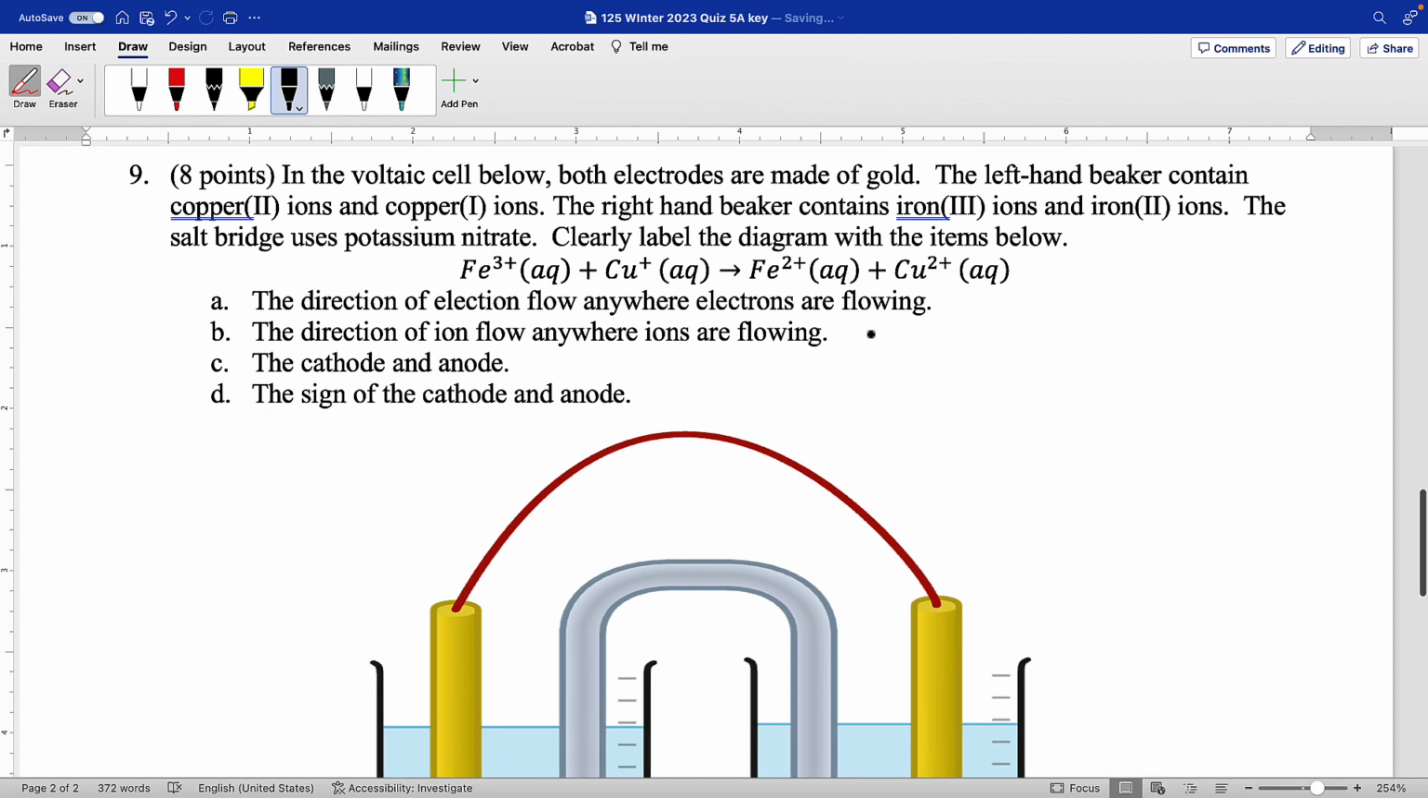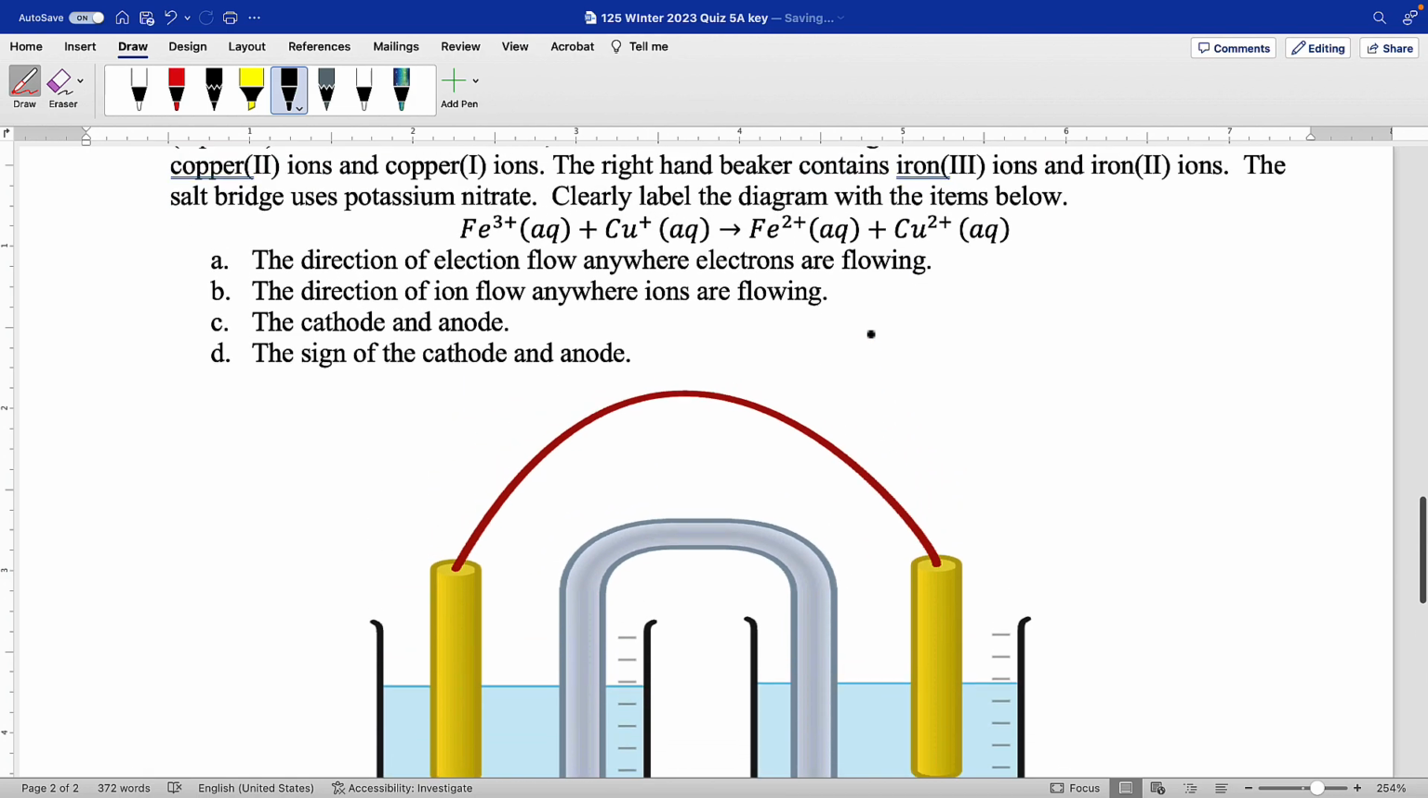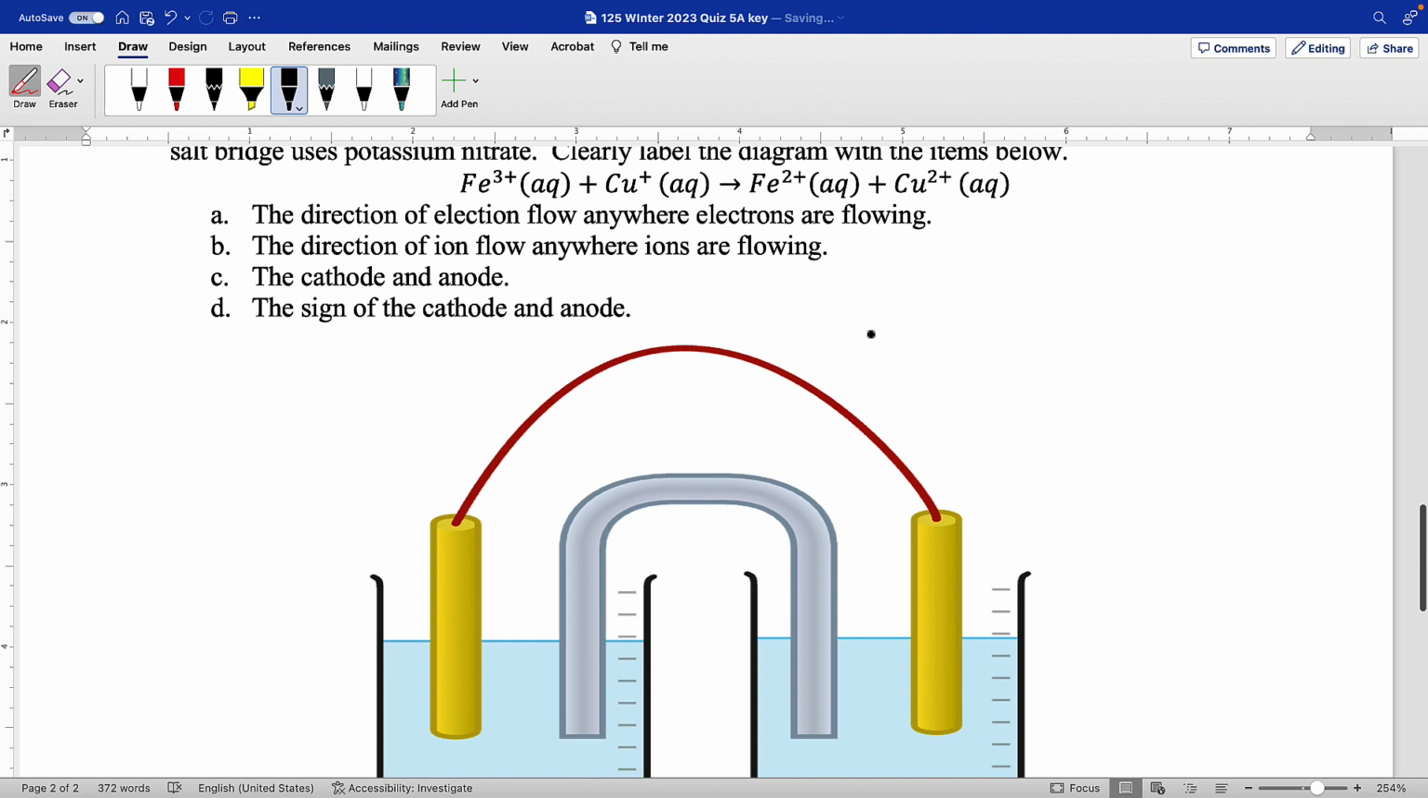All right, annotating a cell. Okay, so we've got this cell, and we are told that we've got copper on the left, iron on the right. So we look at the copper reaction. The copper reaction is we've got copper 1 going to copper 2. So we can see that copper is losing an electron, so we'll have an electron going up into here. We're piling electrons on here, that's going to make this negative.